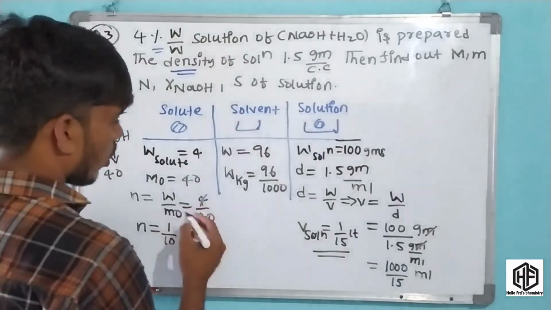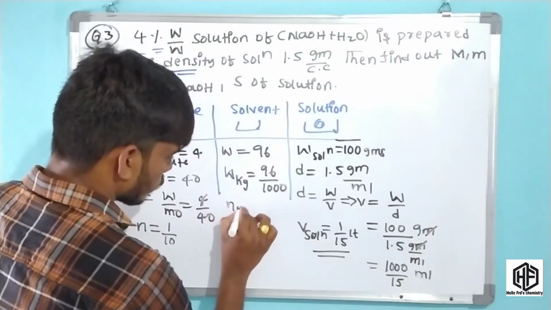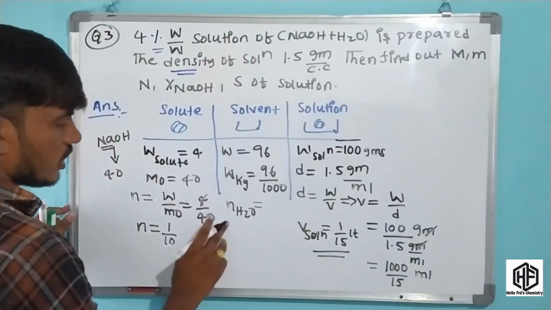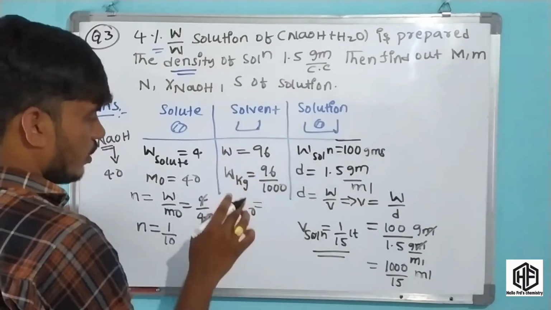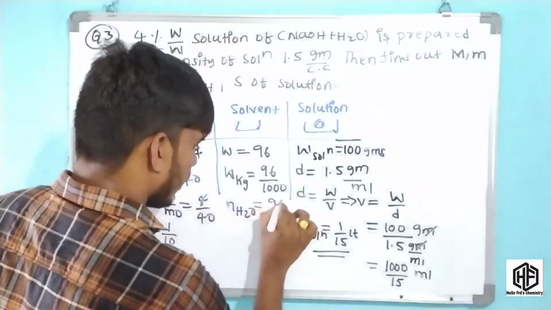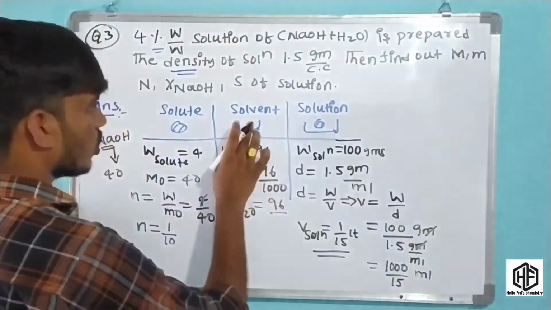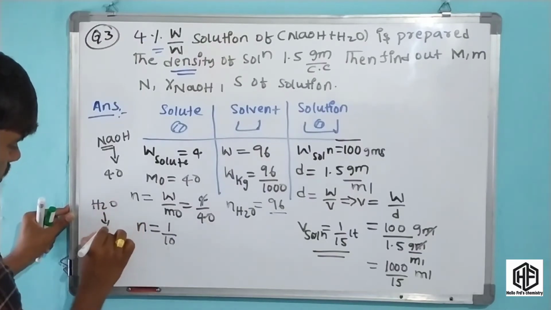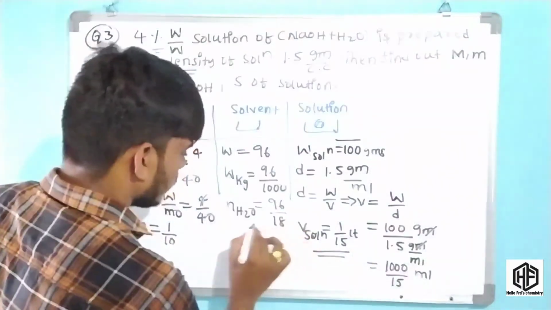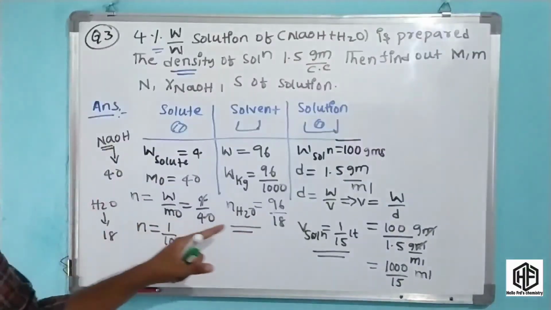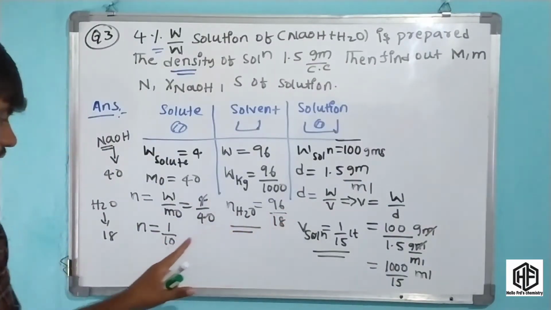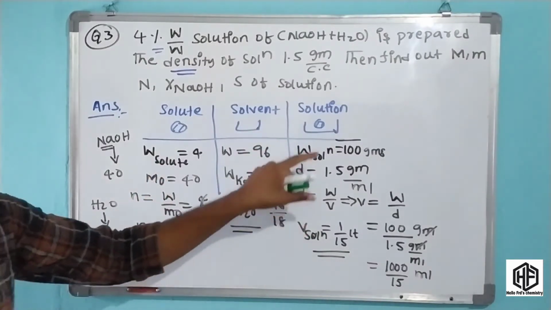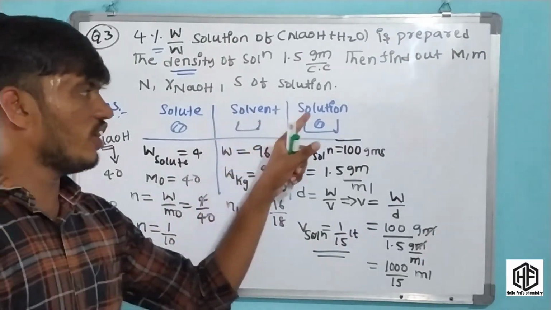Now what is the number of moles of the solvent? The number of moles of solvent is the weight by molecular mass. The weight is 96, and the molecular mass of H2O is 18. So the number of moles of H2O is 96 by 18, and the number of moles of solute is 1 by 10. Okay friends, this is how we collect the data for the solute, solvent and solution.